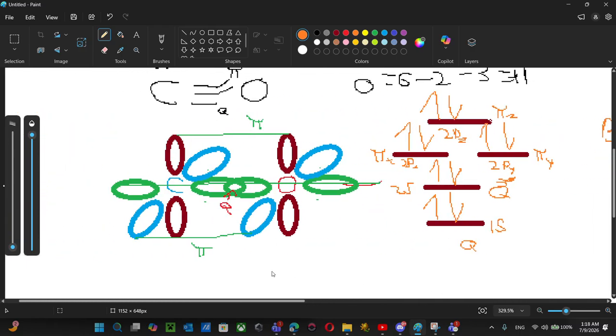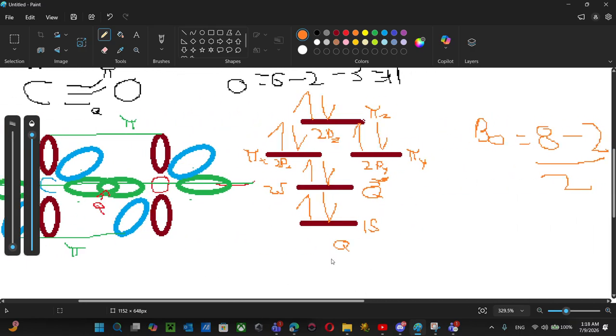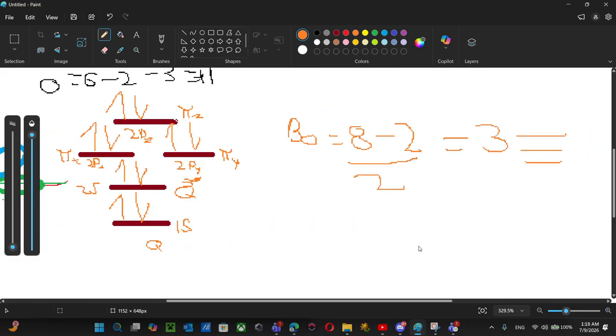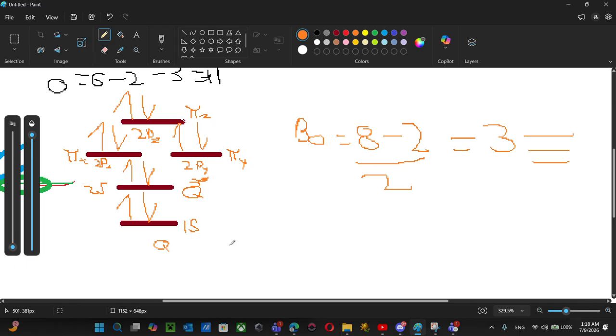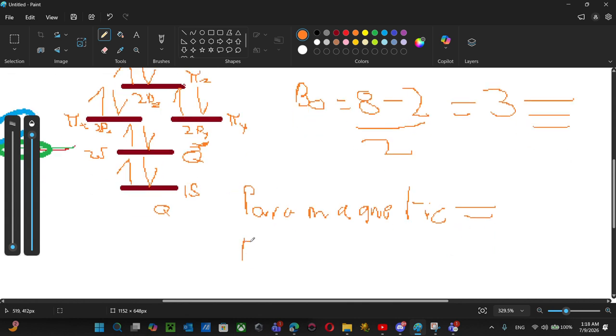Also, we can find if this is paramagnetic or diamagnetic. And how do we do this? Paramagnetic means that you have an unpaired electron in this structure. We don't have any, so ours is diamagnetic, because all the electrons are paired.